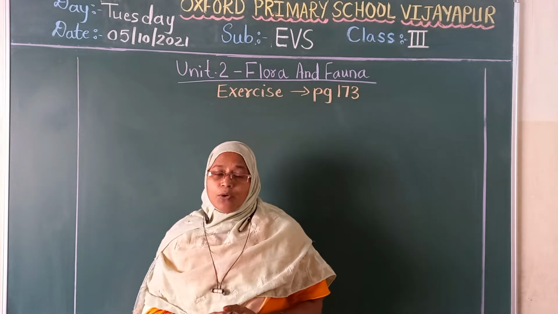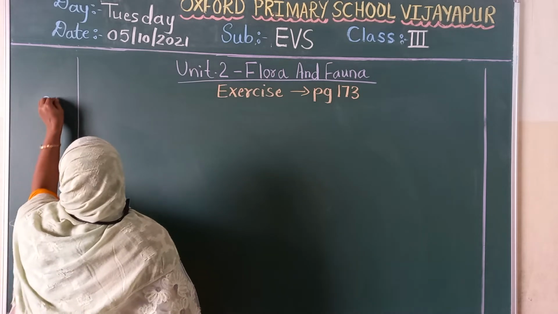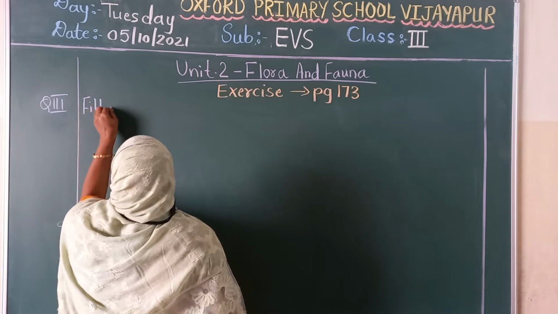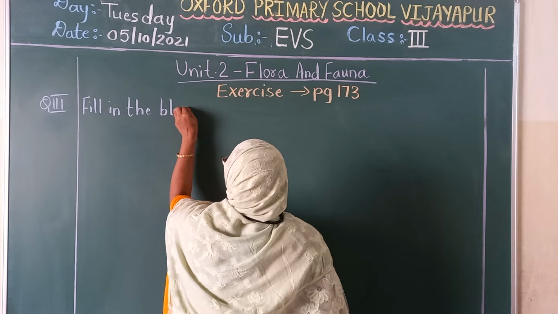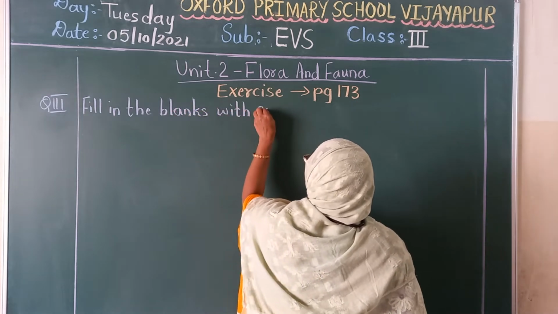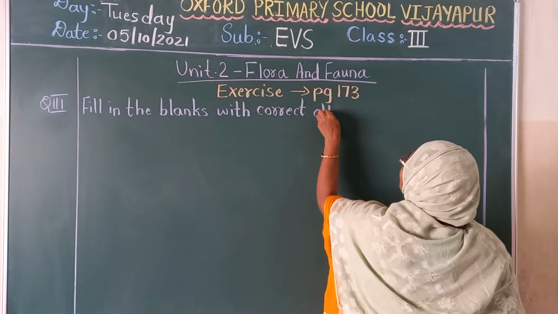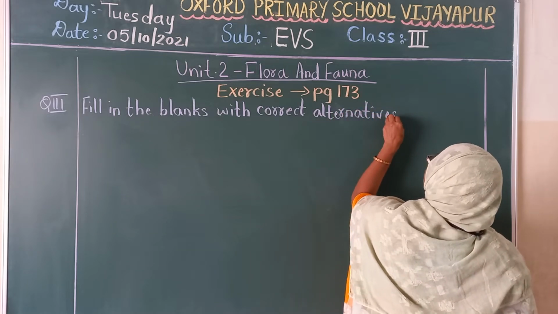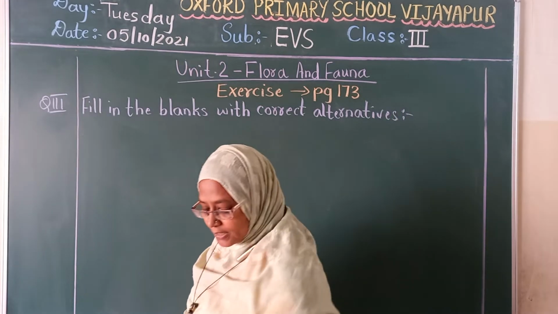But now, today what will we do? We will start question number 3. The question is, fill in the blanks with correct alternatives. With the correct option or with the correct alternatives, we have to write the sentence.